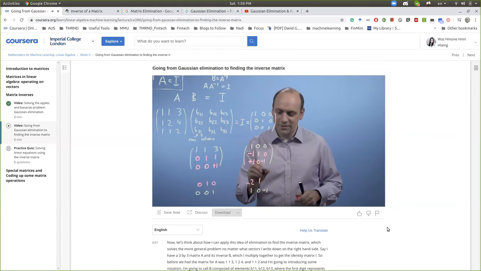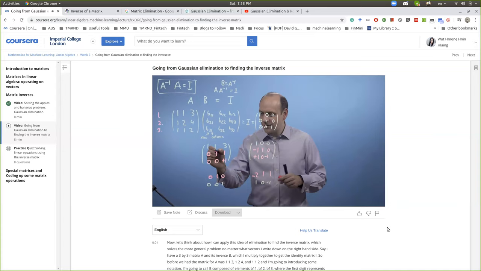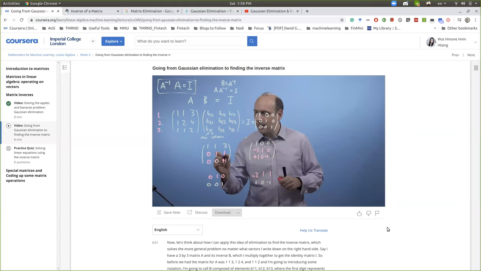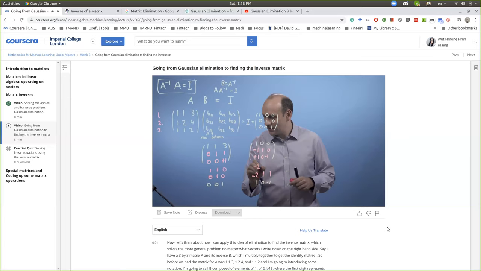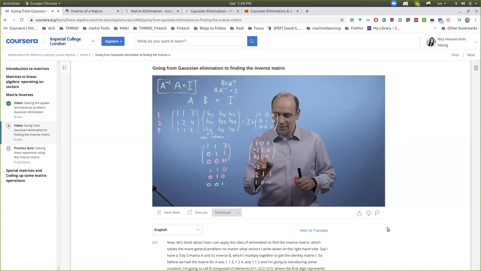Then I want to do that again to the first row. I want to take 3 of them off to make this guy here 0. So I've got then 1, 1, 0 there. And I want to take 3 of these off of the first row. So I take 3 off of 1, gives me a minus 2. Take 0 off there. And I've got to take 3 of minus 1 off of 0, so that gives me plus 3. So we're nearly there.